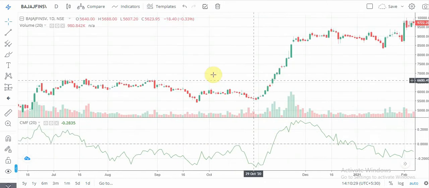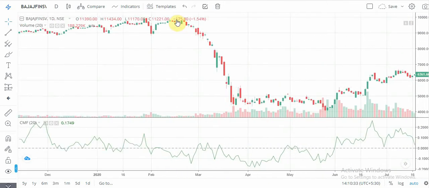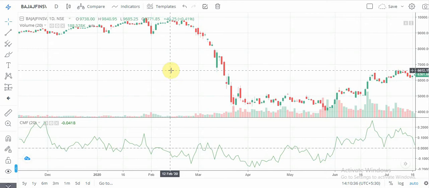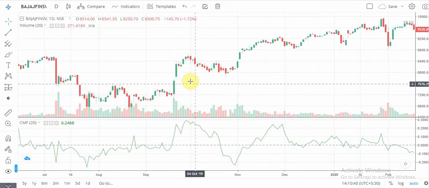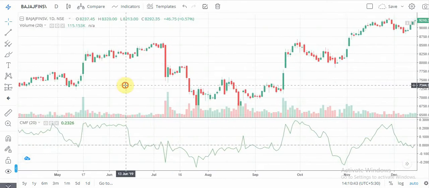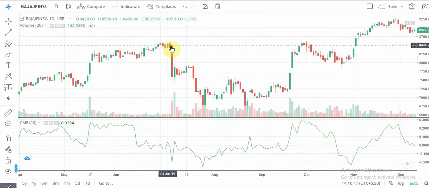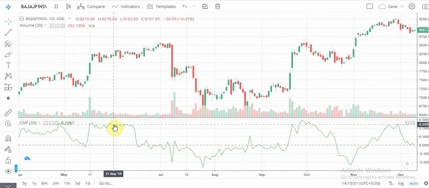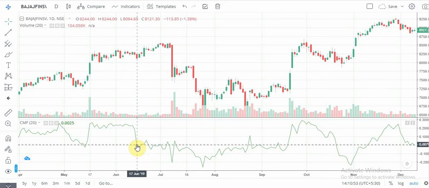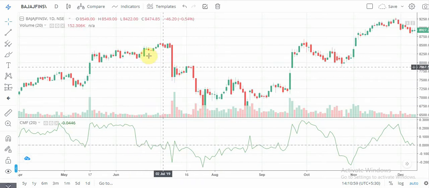Okay, let's see another area. Let's find another area where there was a downfall. We want to ignore this area, this is March 2020, so we want to ignore it. Let's find, okay, this area, there is a good downfall. So this has crossed zero and it has gone down. If you make the entry point here, again you make a good profit.